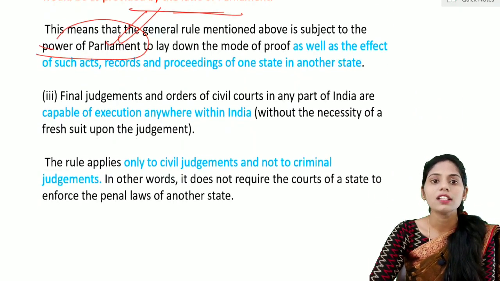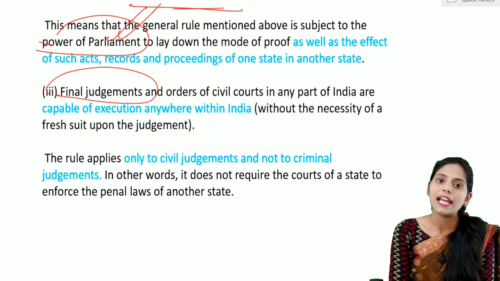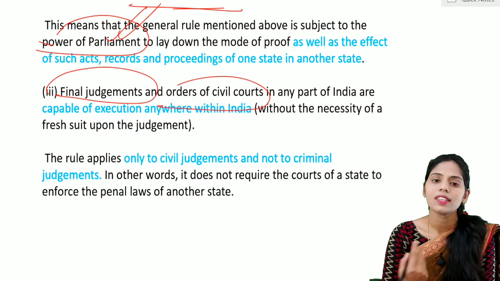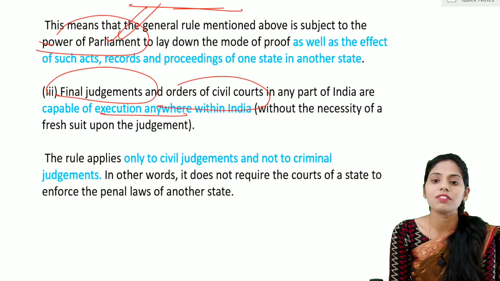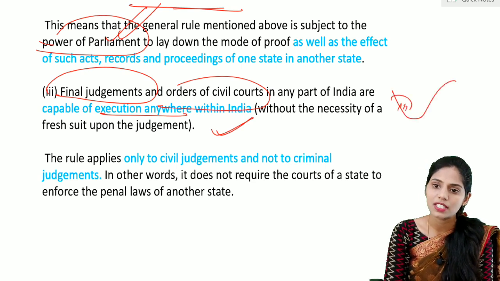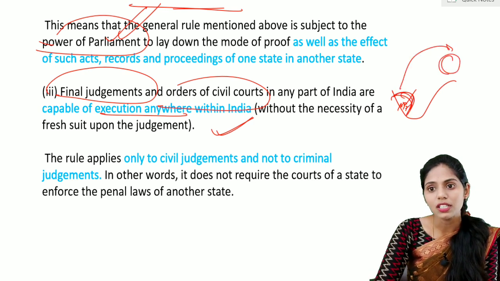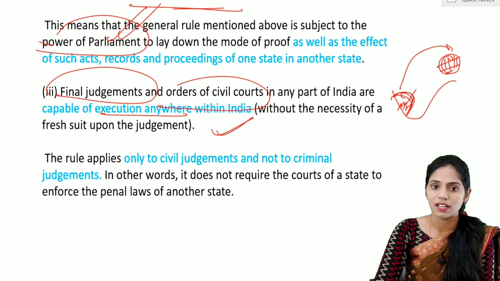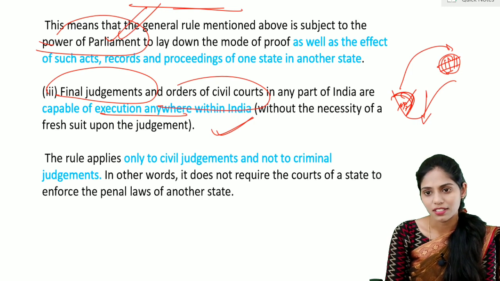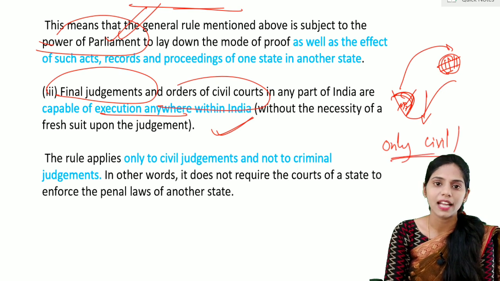And the next one is regarding judicial proceedings. The final judgments and orders of the civil courts present in any part of India are capable of execution anywhere within India. So by this we can see that if any civil proceedings happen in one state, the judgment given in that state can be applicable to other states in India as well. And this only applies for civil cases but not for criminal cases, only for civil cases. This is one of the important conditions.